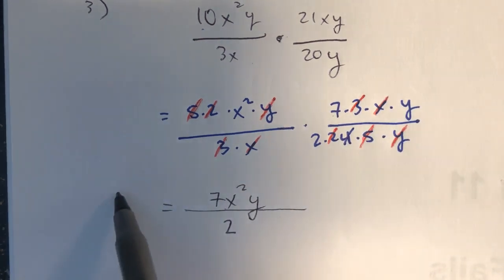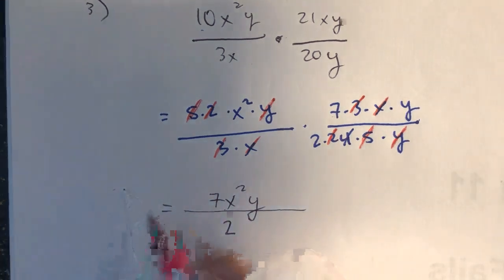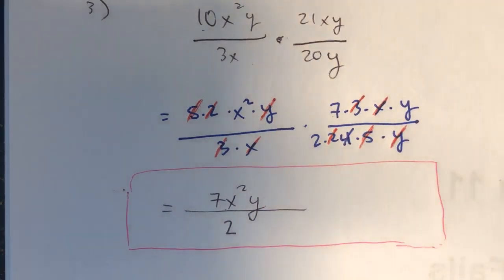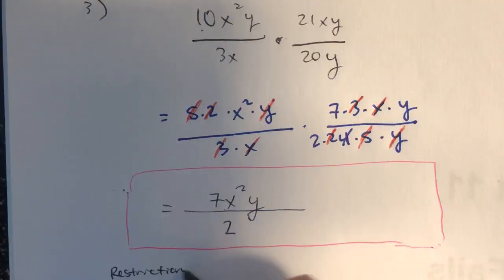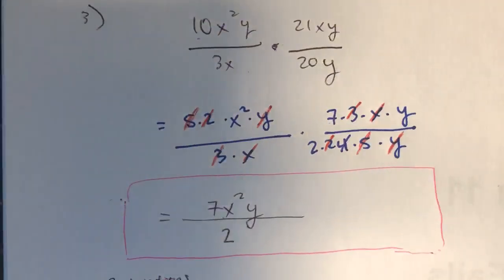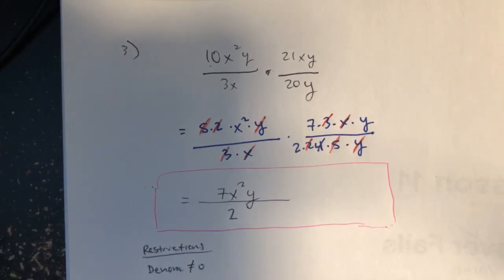And this is our simplified answer. Now I'm going to leave my box kind of big because I'm going to list the restrictions. The restrictions are on the denominator. So denominator not equal to 0. So go ahead and put your finger on the variable there on the denominator.